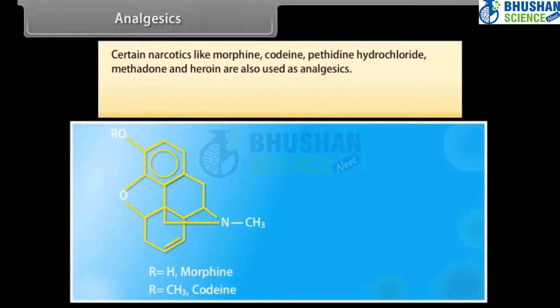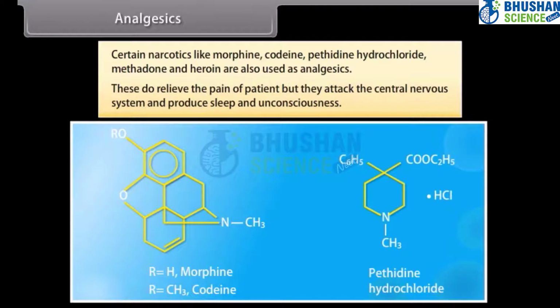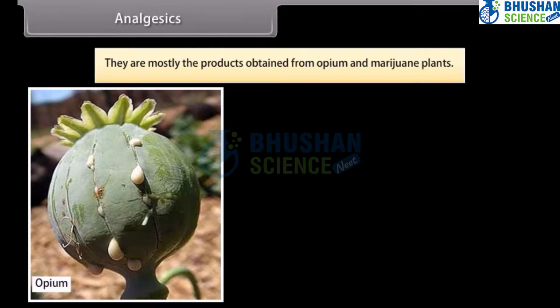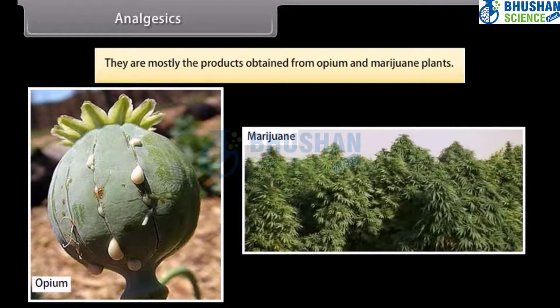Certain narcotics like morphine, codeine, pethidine hydrochloride, methadone, and heroin are also used as analgesics. These do relieve the pain of the patient, but they attack the central nervous system and produce sleep and unconsciousness. They are mostly the products obtained from opium and marijuana plants.